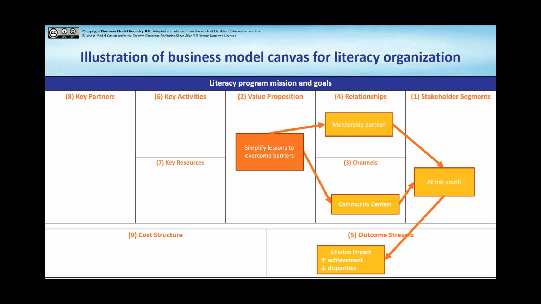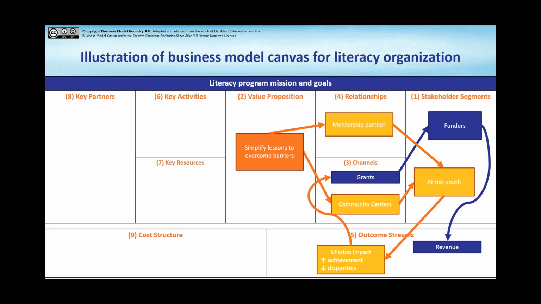This only describes the service delivery side of the value. Another key stakeholder are the funders, and they are paying for that increase in achievement and decrease in disparities through grants that the organization writes and that subsidize the work that is being done.